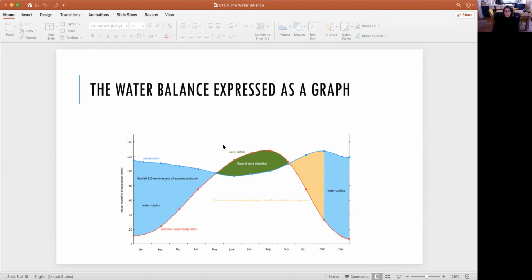As we move into the summer, theoretically, the amount of evaporation should overtake the amount of precipitation. This is a model, so it doesn't always work like that. And that then means that the level of water in the soil decreases. After a period of recharge, the soil, as it goes back into December, goes back into surplus.